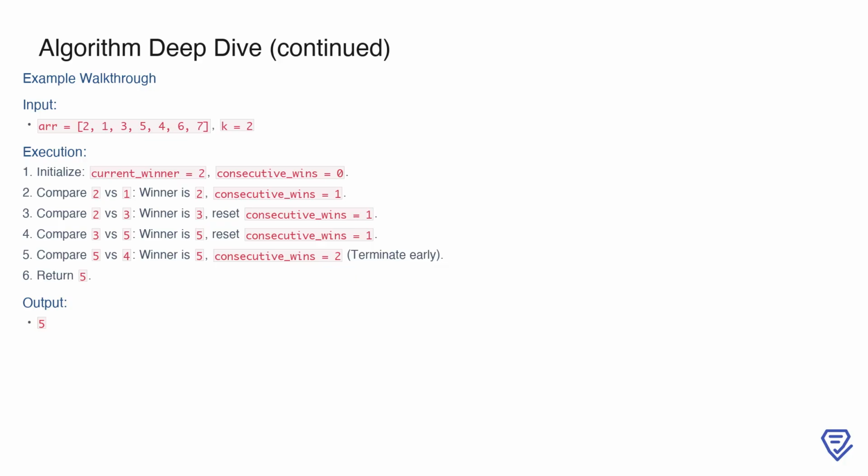Next, we compare 2 with 3. This time, 3 is larger, so it becomes the new current_winner, and we reset consecutive_wins to 1. We continue this process. 3 loses to 5, so 5 becomes the current_winner, and consecutive_wins resets to 1 again. Then, 5 beats 4, increasing consecutive_wins to 2. At this point, the condition for early termination is met, as 5 has won 2 consecutive rounds. The algorithm stops and returns 5 as the winner.